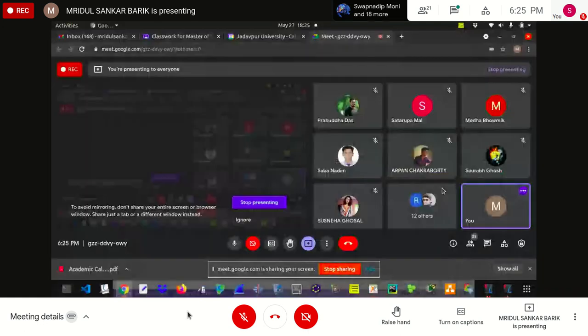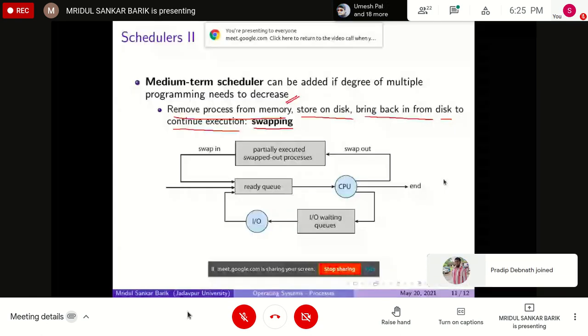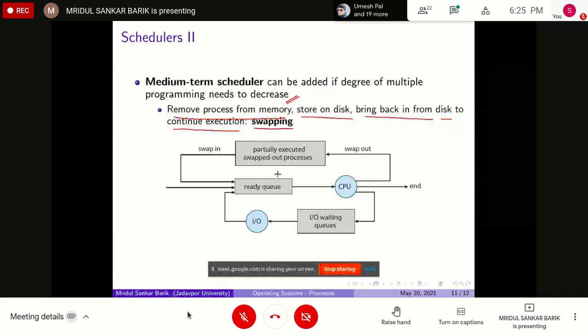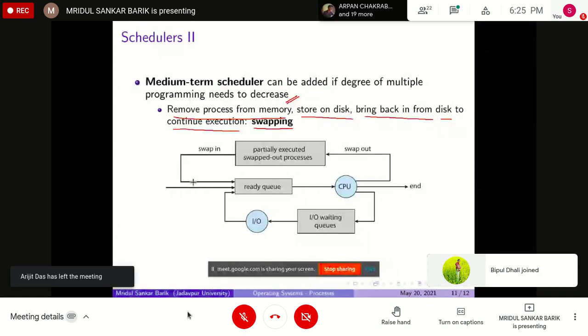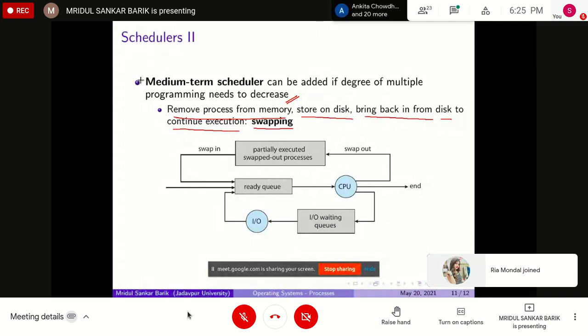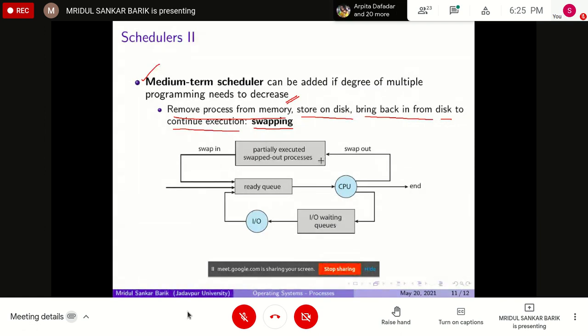Okay, so the midterm scheduler is responsible for swapping out a process from memory. Then when the situation improves, that process will be brought back into memory, into the ready queue. So that is the task of the midterm scheduler. So in some cases we might be having a midterm scheduler. So we have the short-term scheduler, long-term scheduler, and midterm scheduler.